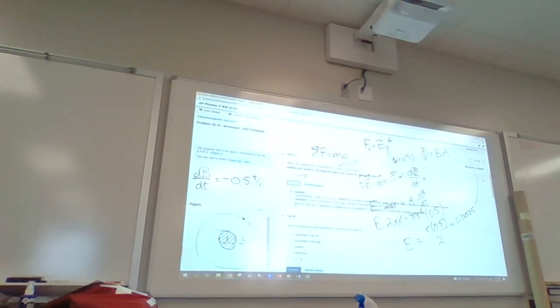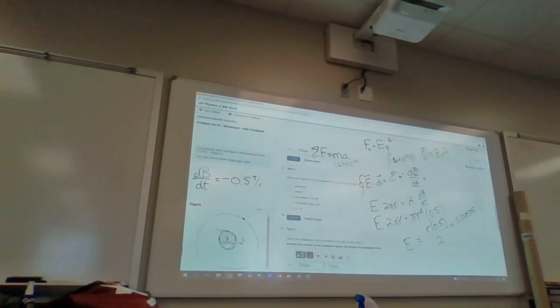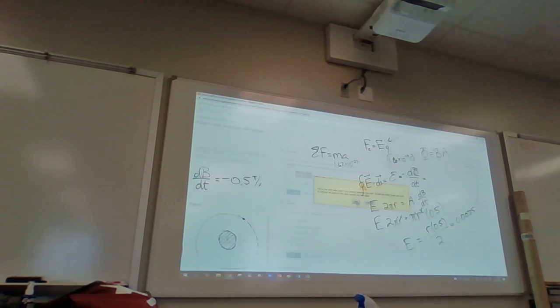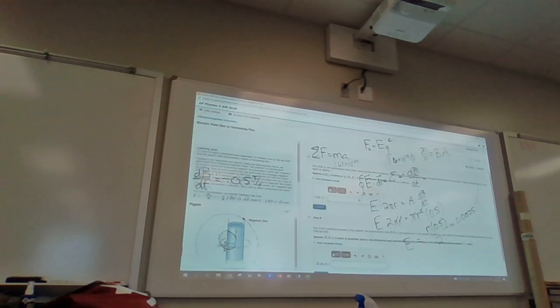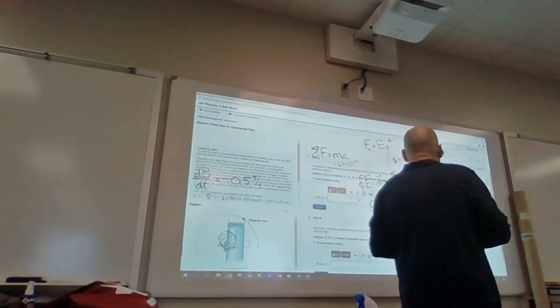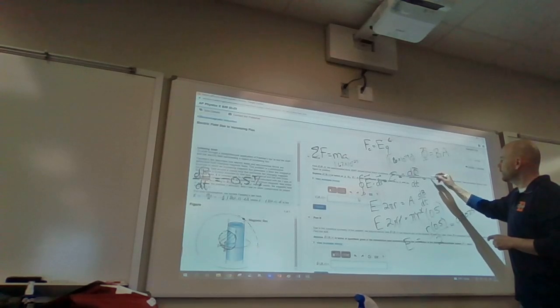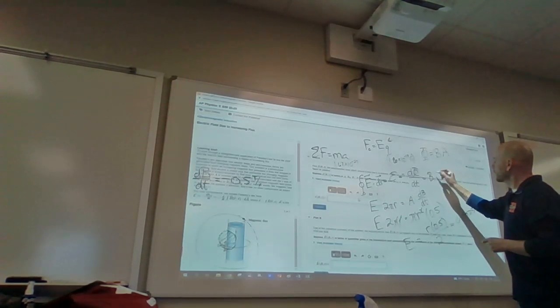Okay. So does that help? Are we good with the rest of that? It looks like you're just doing that repeatedly. Okay. When you take the derivative of this, you have to do chain rule.